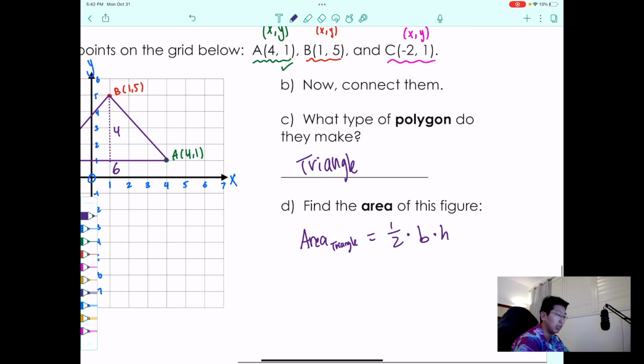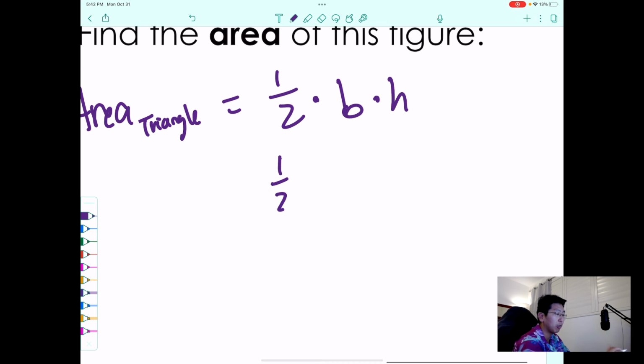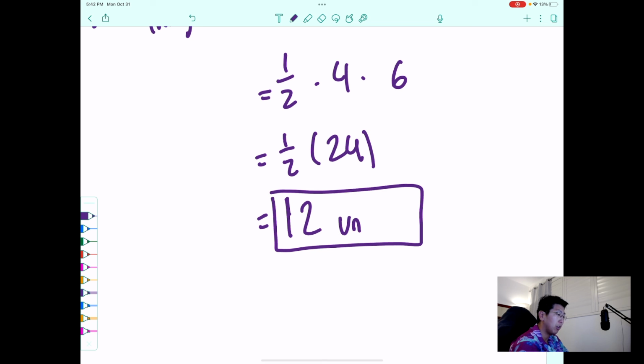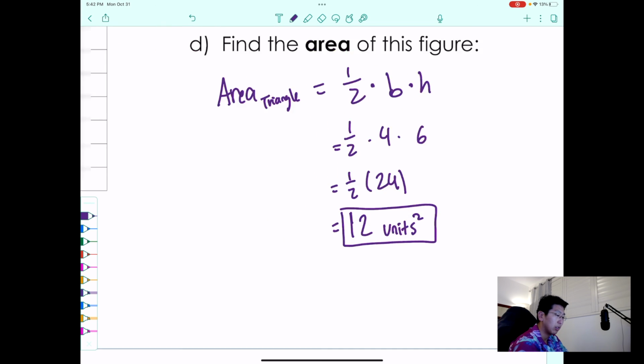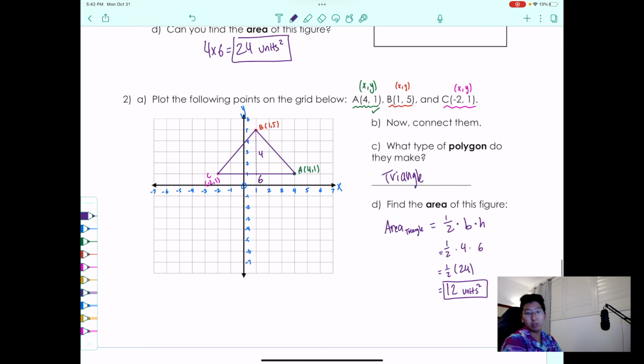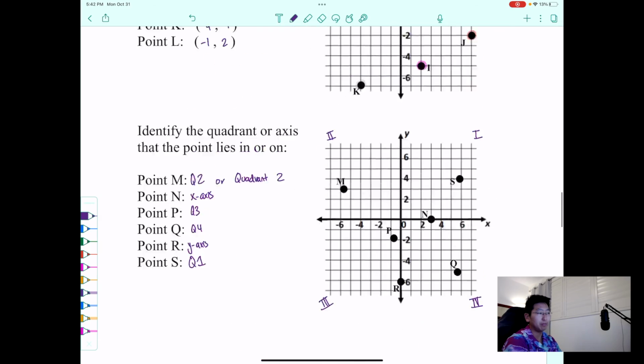All right, base times height is 4 times 6. So 1/2 times 4 times 6. 1/2 of 4 times 6 is 24. 1/2 of 24 is 12. 12 units squared. All right, those are our notes. Good luck.